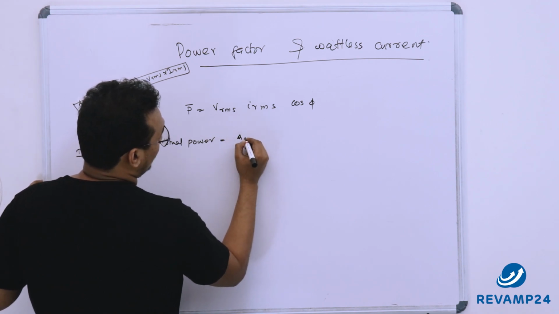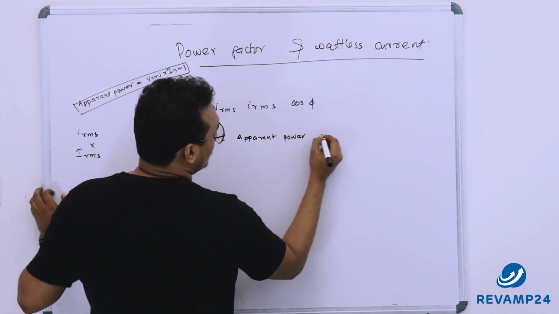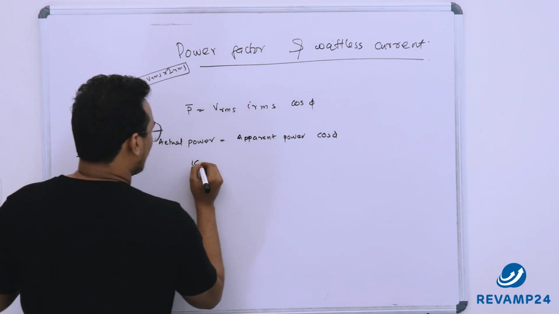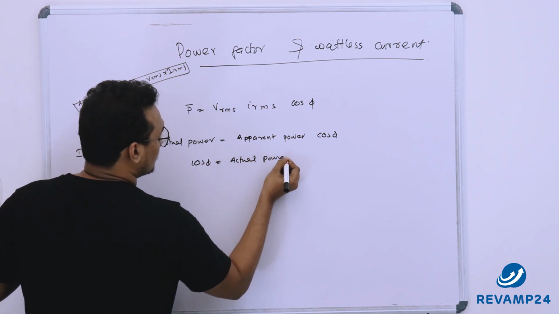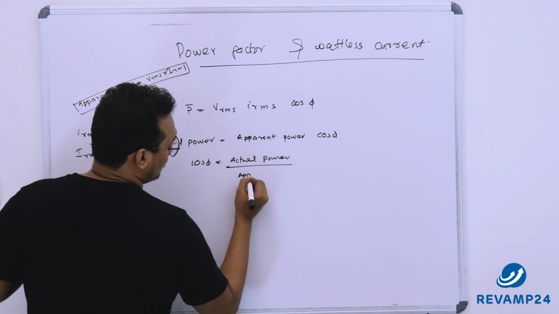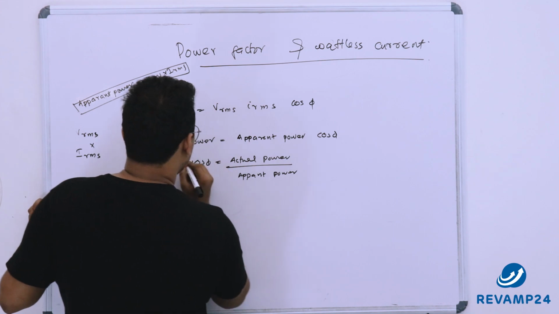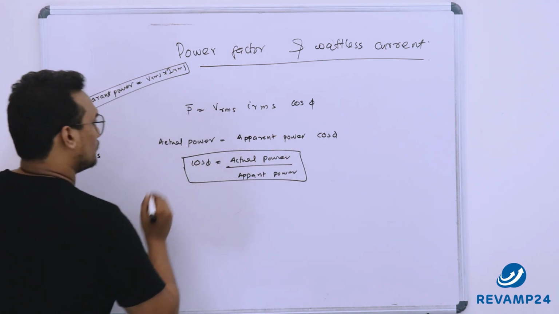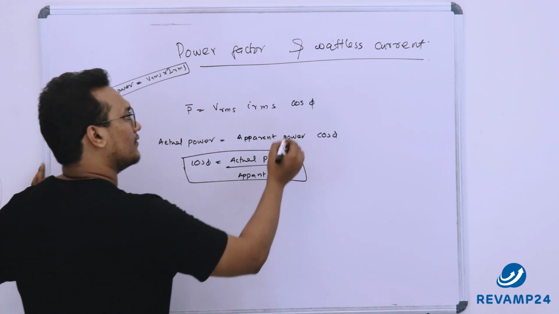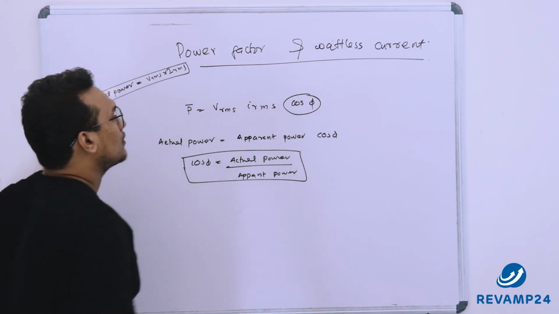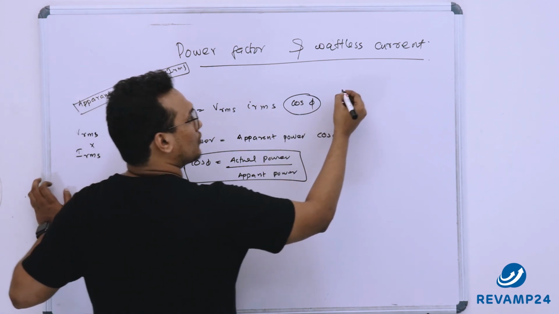Actual power is equal to apparent power into cos phi. Now I can say that cos phi is equal to actual power divided by apparent power. We need actual power to be maximum, right? So for that, we need to choose those elements that will give us a power factor close to 1.